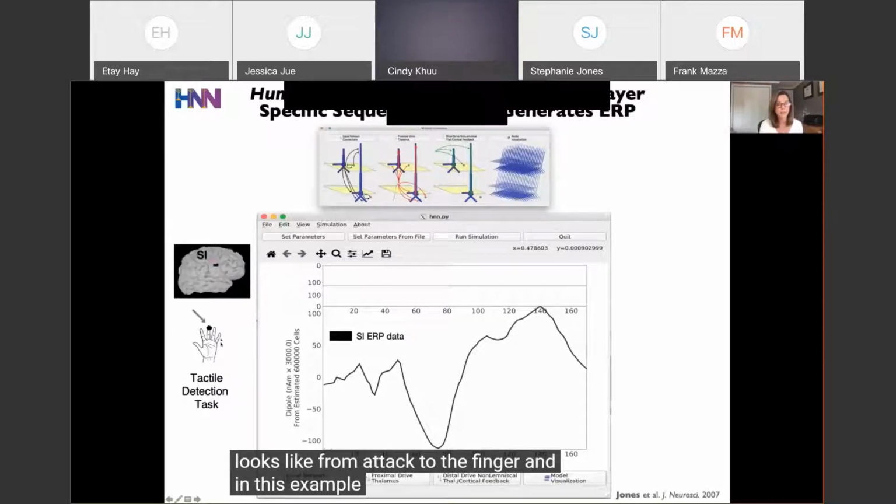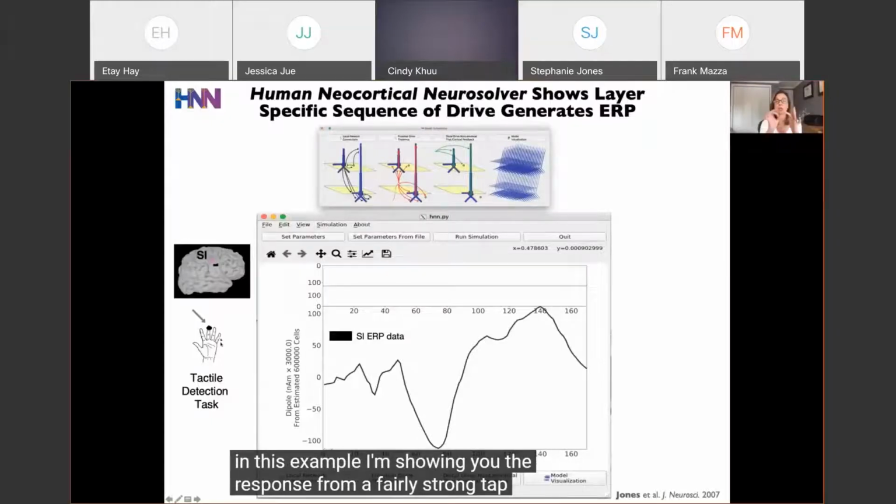And in this example, I'm showing you the response from a fairly strong tap to the finger, where the subject reports feeling it 100% of the time. And what you can see is there's a reliable, strong evoked response here with alternating positive and negative deflecting peak amplitudes. And so the first application of our model was to use it to understand how this event-related potential is generated by the underlying neural circuit. So now I'm going to walk you through how we did this.